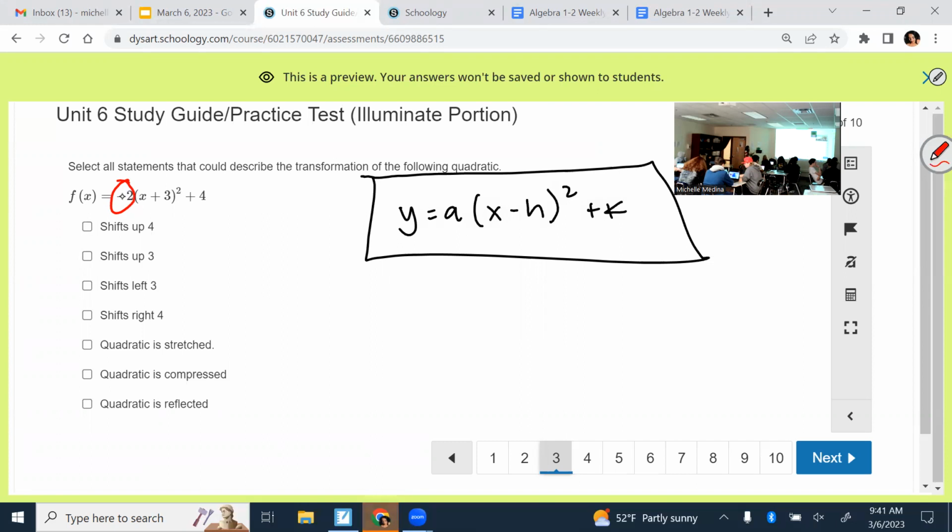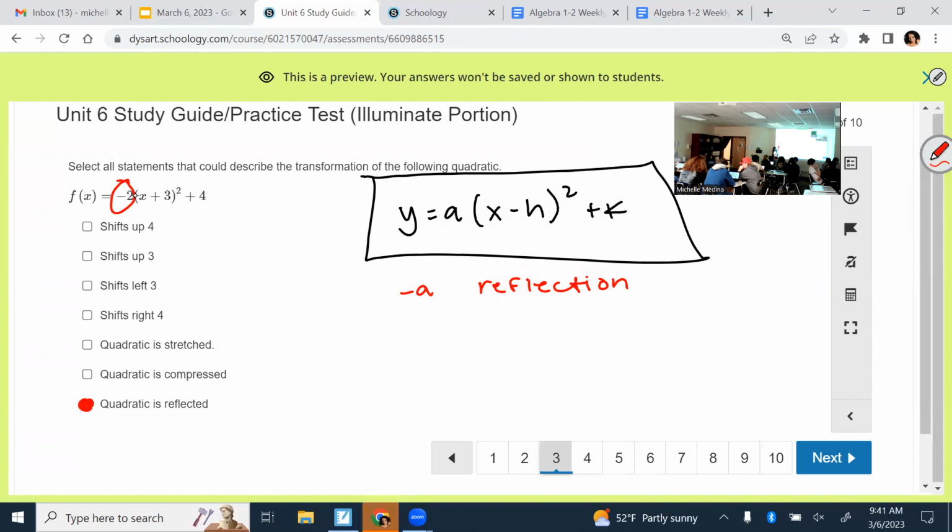If it's negative, it's reflected. So is this one going to be reflected? So then take the one that says the quadratic is reflected. All right, so if A is negative, then there's a reflection. Now, the value for A, like whether it's 2, 3, 0.5, whatever, will be stretched or compressed. So ignore the negative. Don't even worry about the negative because that's just a reflection.